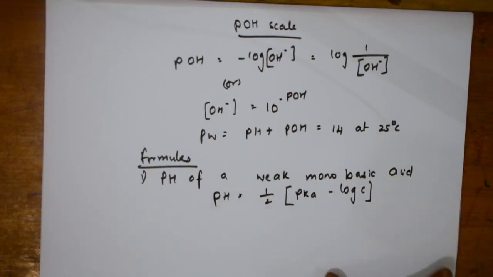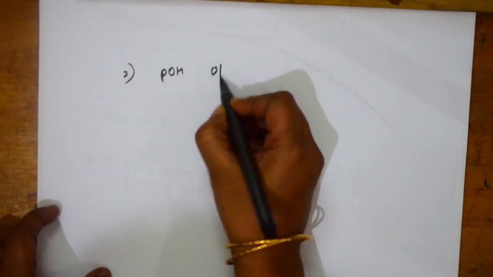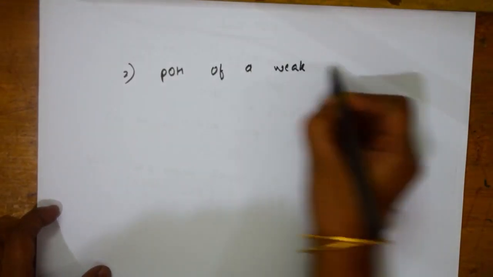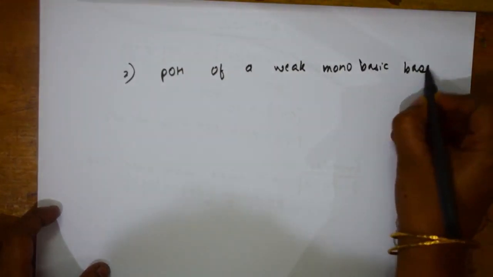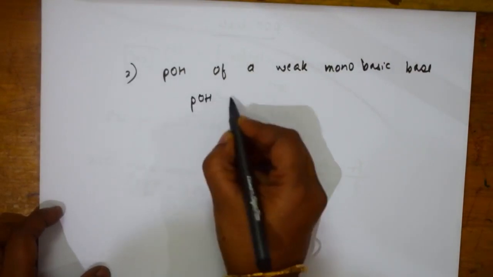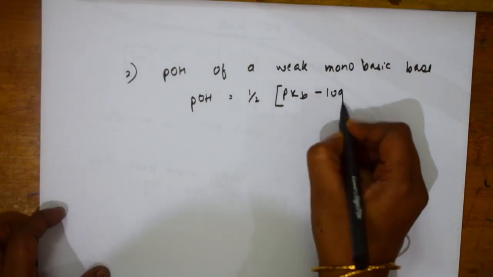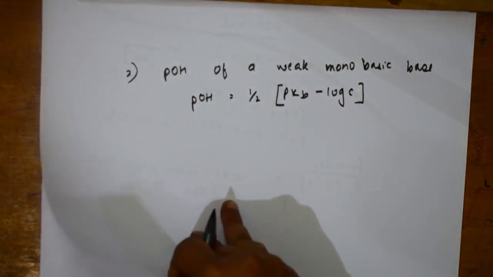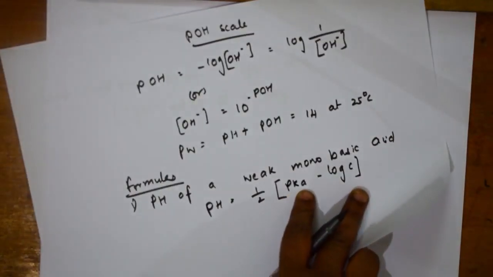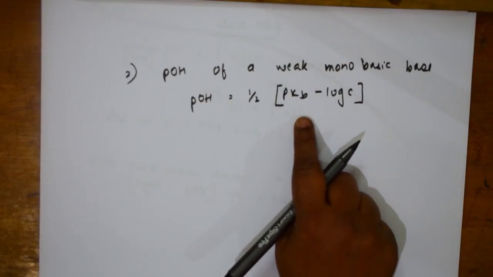Now the other way, I'm taking the second one. Now I'm speaking about pOH of a weak monobasic base. So what is the formula? pOH is equal to half pKb minus log C. The same thing as the pK for a monobasic acid. For a monobasic acid we took it as pKa, and for a monobasic base we took it as pKb.